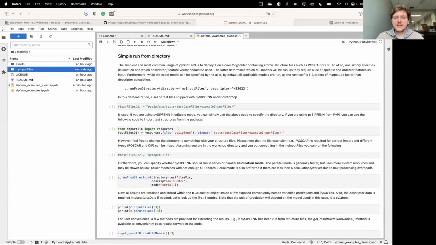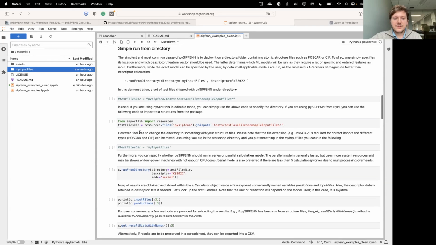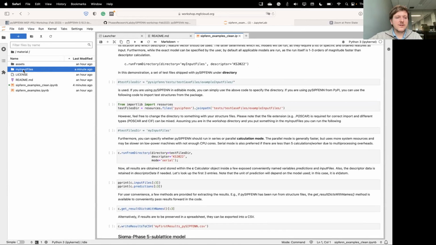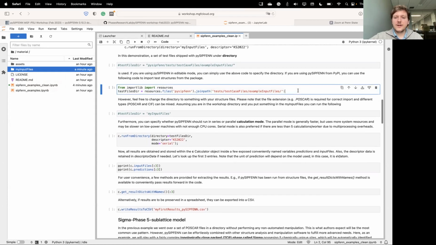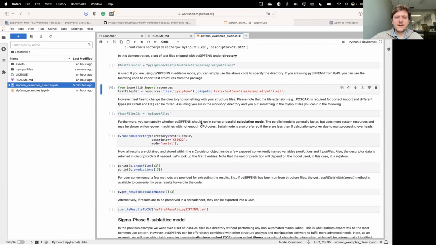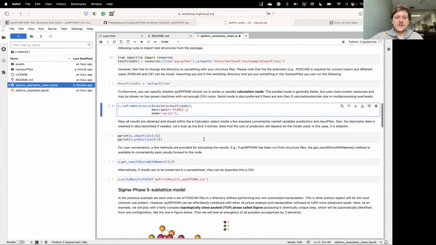During this workshop, we are gonna take files that we use for testing PySIPFENN. So this is the kind of files. We have about 30 of them, which are mostly Sigma phase and a couple others, which we have in the test case files, example input files within the PySIPFENN package. And this function basically imports them as a directory of files. So instead of having all the files placed here, we can just run it directly on what's already included in PySIPFENN to test whether it works. And to do so, we run this one, and then run from directory.